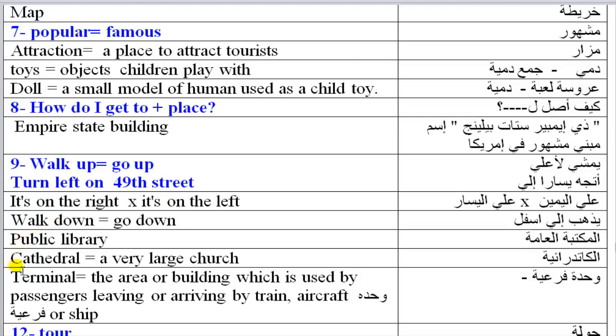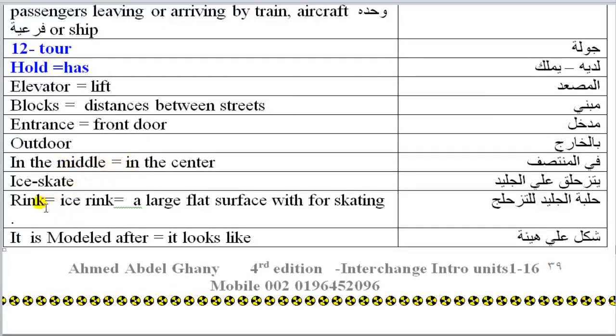Cathedral. A very large church. Church, American, British, church. Terminal, the area or building which is used by passengers. In the middle, in the center. Ice rink, a large flat surface for skating. British, skating. American, skating. It's modeled after. It looks like.